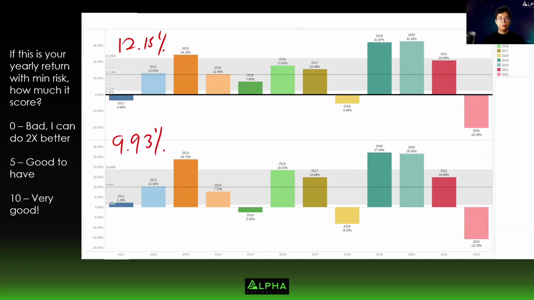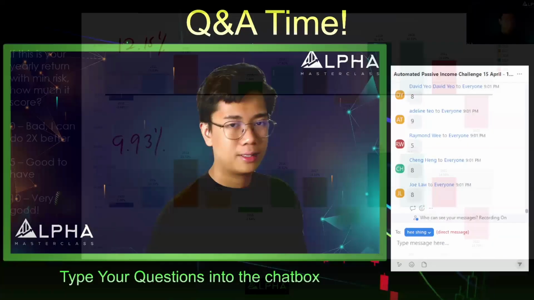If this is you and you can get it, how much will you rate this, from 0 to 10? 0 means I am not good, I can do at least 2 times better than this. Type 5 in the chat box if you think, not bad, good to have. 10 means super good, I want to get it right now. 8 means somewhere in between, okay already, can take already. Between 9 to 12% ROI portfolio. We can see that quite a number of you are betting 8, 5, 8, 5, 9, which is very good.